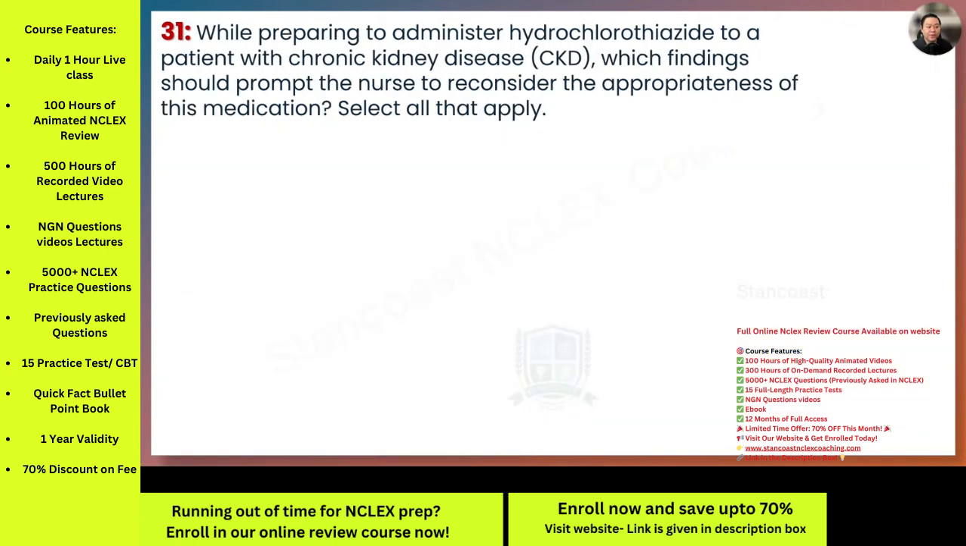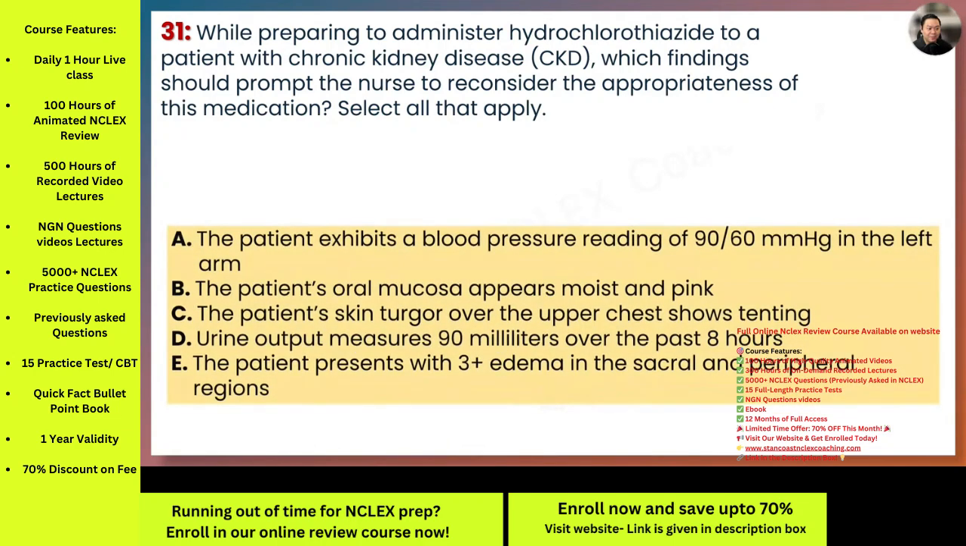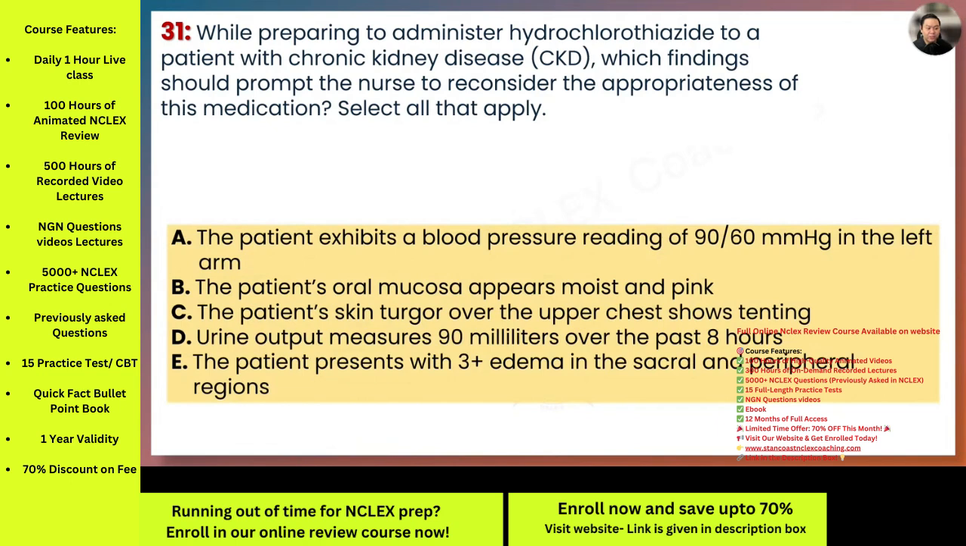All right. 31. While preparing to administer hydrochlorothiazide to a patient with chronic kidney disease, which findings should prompt the nurse to reconsider the appropriateness of this medication? Select all that apply. Options: A, the patient exhibits a blood pressure reading of 90/60 mmHg in the left arm. B, the patient's oral mucosa appears moist and pink. C, the patient's skin turgor over the chest shows tenting. D, the urine output measures 90 mL over the past 8 hours. E, the patient presents with 3+ edema in the sacral and peripheral regions.